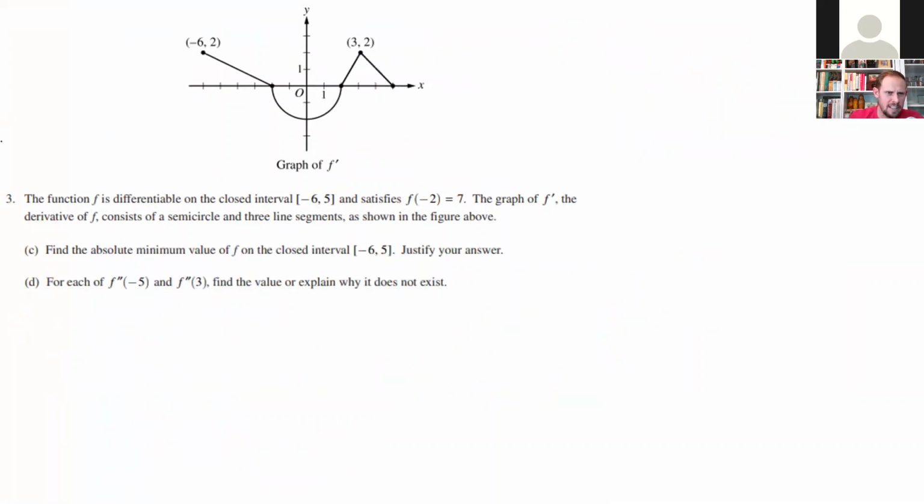All right, part C. Find the absolute minimum value of f on the closed interval from -6 to 5. Justify your answer. So for absolute minimum, we have to do a candidate test.